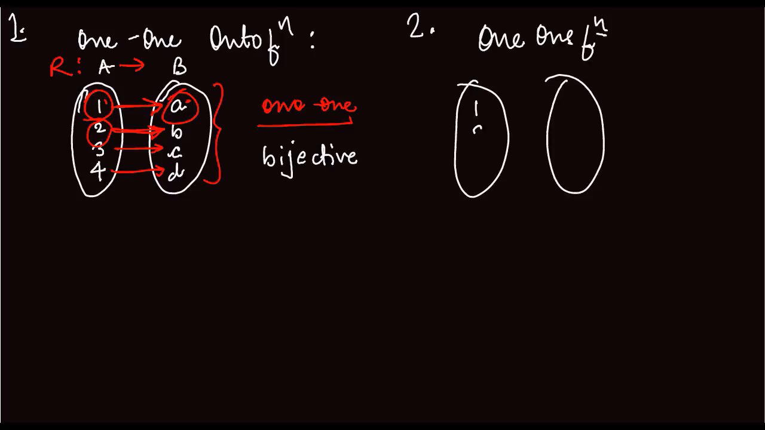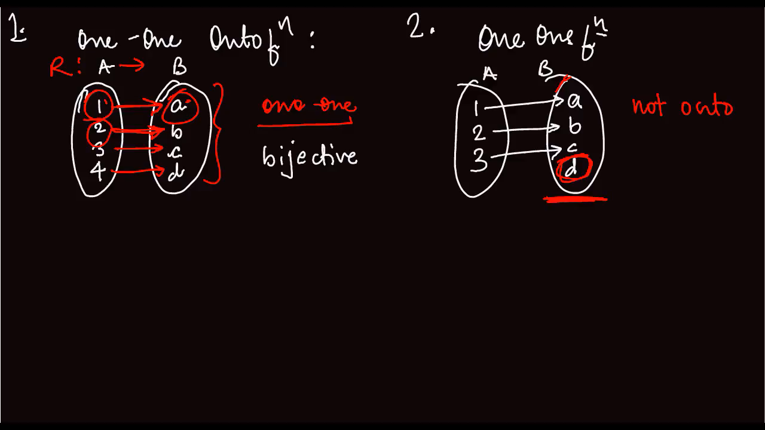So one-one will be 1, 2, let's say 3. You have A, B, C, and D again here. Now 1 is related to A, 2 is related to B, 3 is related to D, let's say. Now this is our set A and this is our set B. As this element is left out in set B, not all elements in B are related to A. So that's why this is not onto.